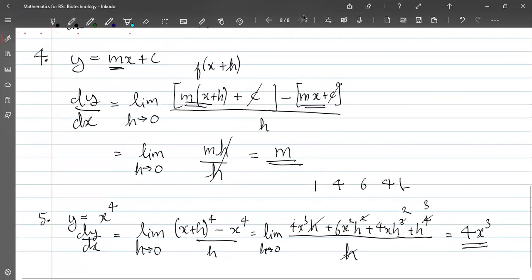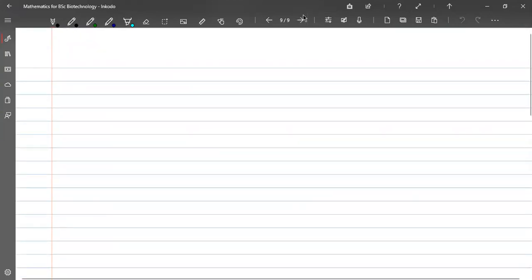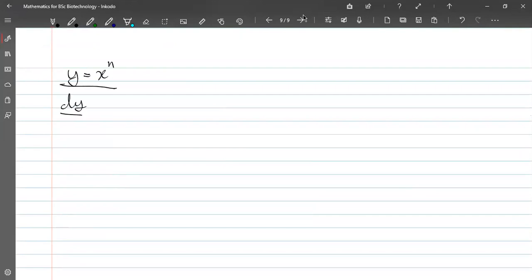So in general, you can guess that if you have y is equal to x to the power n, then dy by dx should be this power n multiplied, and you have x to the power of the previous part, that is n minus 1. So this is just a guess right now. We have to prove this.